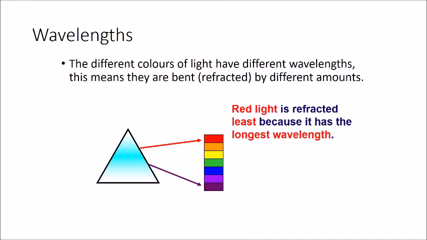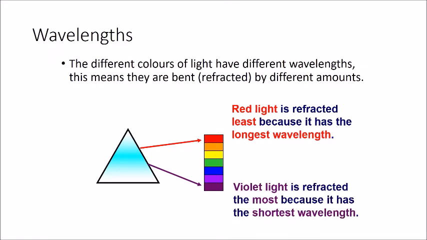So red light is refracted the least because it has the longest wavelength, and violet light is refracted the most because it has the shortest wavelength. So can you pause the video now and make a note of that? Red, it's refracted the least because it's got the longest wavelength, and violet is refracted the most because it has the shortest wavelength.